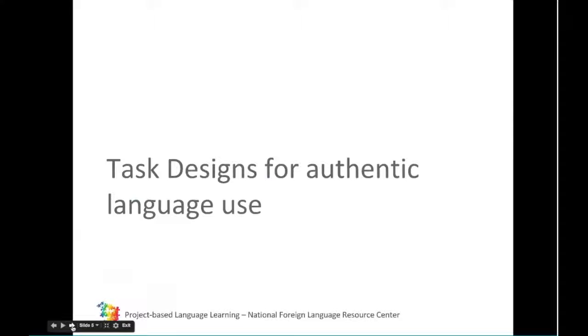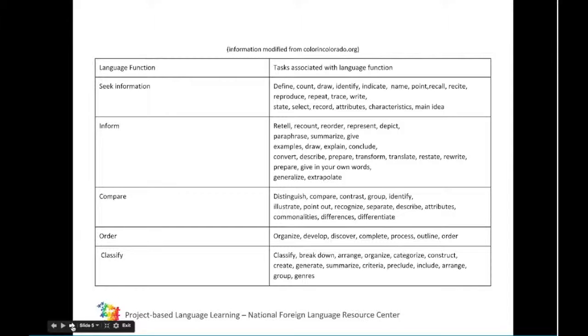I will begin with a general overview of language functions and their alignment to tasks. Let's begin by looking at the language functions on the left-hand column, and then the tasks that are associated with them on the right hand. I will highlight one real-world example from each slide, so I'm going to share 3 slides with you.